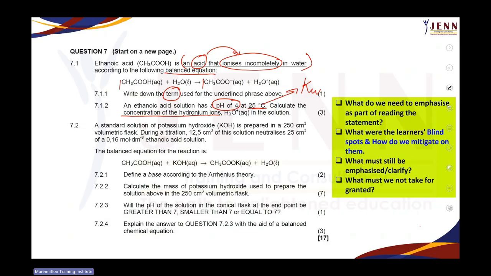So if we move forward again, in 7.2, they are preparing a titration. This is an experiment. So they are preparing an experiment and they are using potassium hydroxide with ethanoic acid. So it's a titration of potassium hydroxide and ethanoic acid. Potassium hydroxide was prepared, and here we need to look at the first clue. They say they are creating a standard solution.